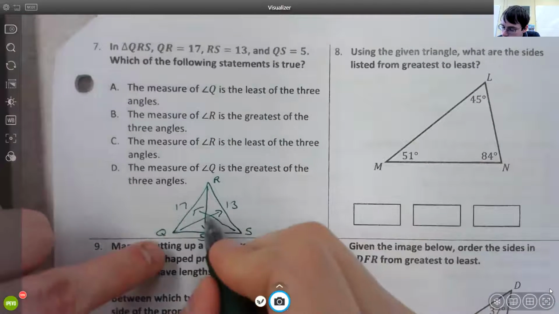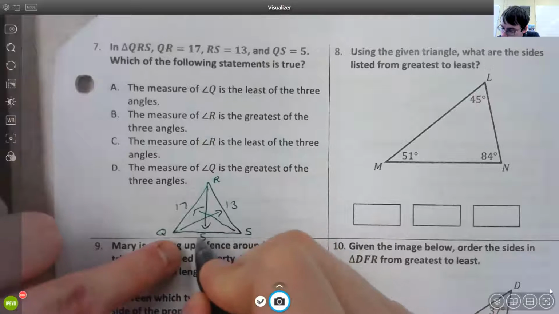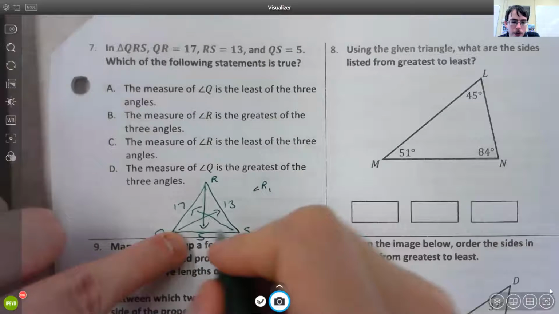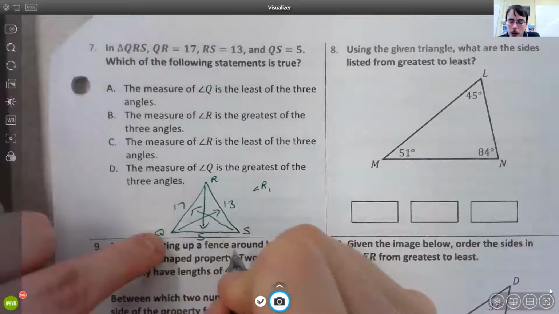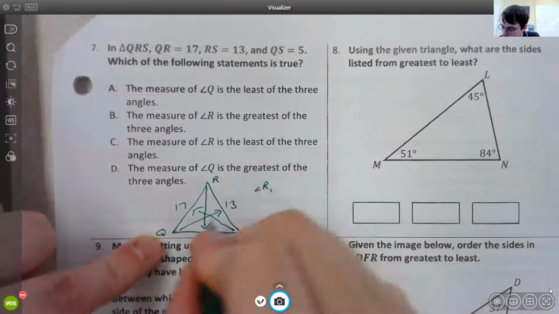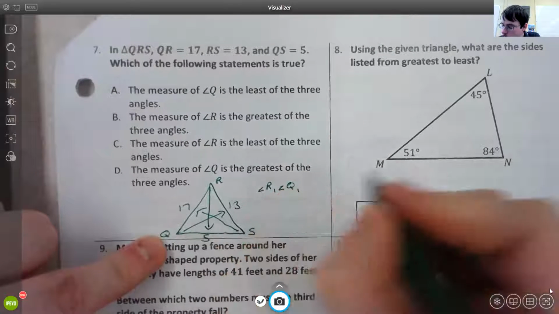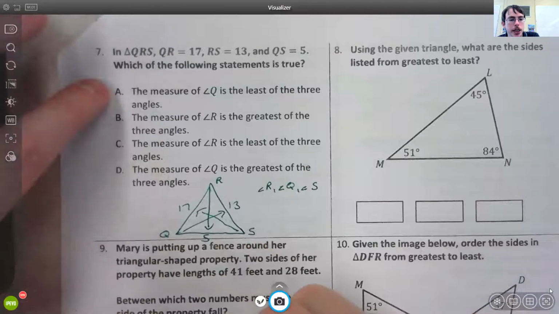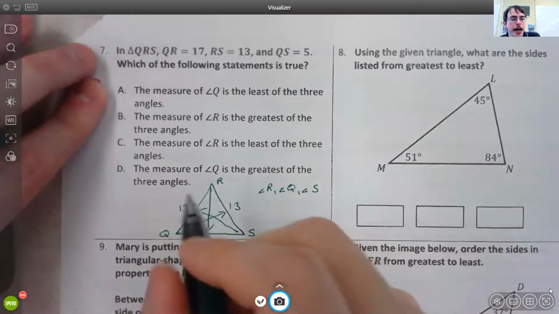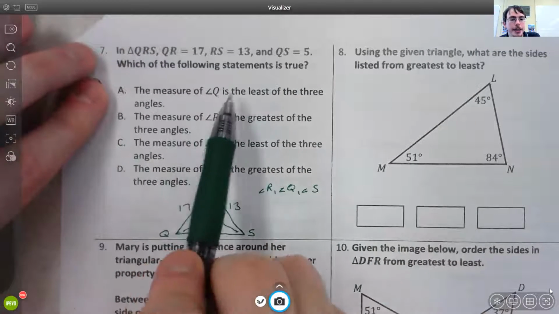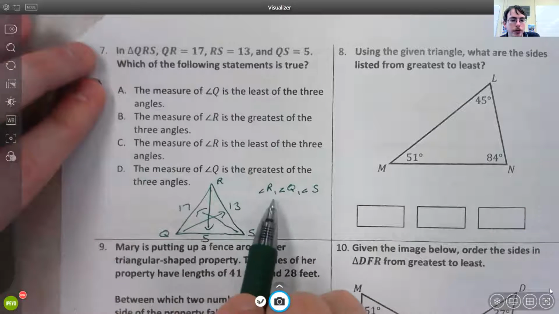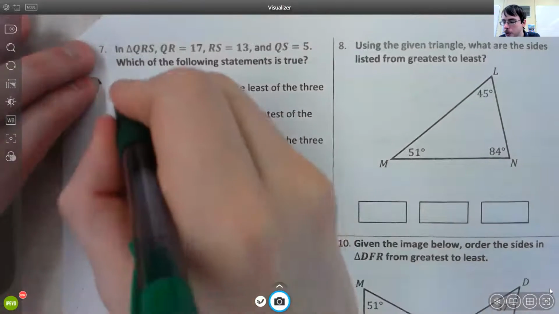So that means, smallest to largest, 5 is our smallest side, which means angle R is our smallest angle. 13 is our next smallest side, which is opposite Q. And then the last one is angle S. So now let's look at each of our answer choices. A, the measure of angle Q is the least of the three angles. Well, is Q on the least part? No, it's right in the middle, so A is not true.